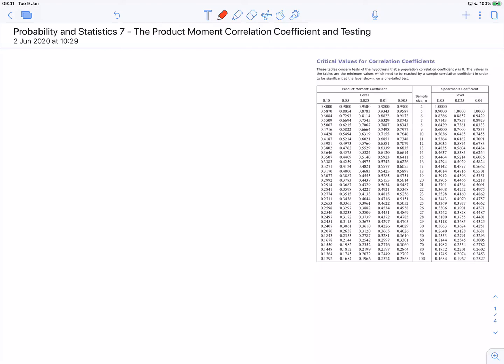Hi all, Mr. Pope from Grammar School for Boys, and in this probability and statistics session we're going to be looking at the product moment correlation coefficient. We're also going to be performing some hypothesis testing for it.